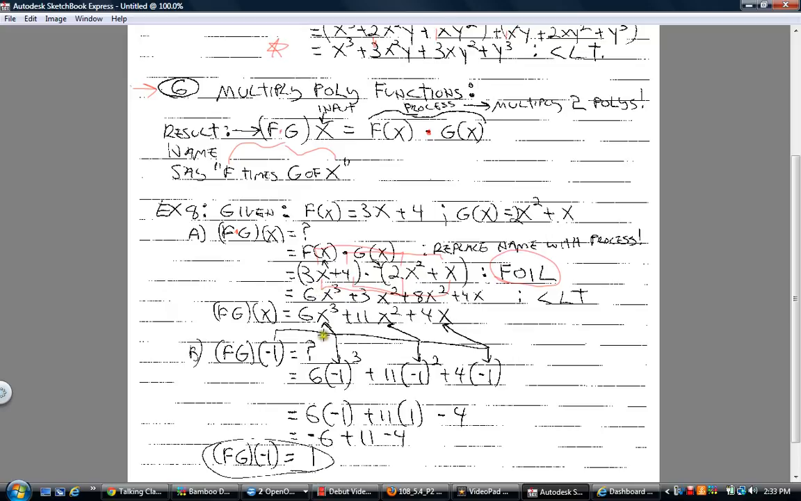And can you combine like terms? Yeah, remember, same base, same exponent. So 3 plus 8 is 11. 11x squared plus 4x, and you got it.